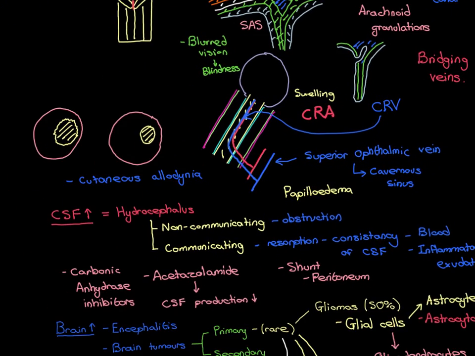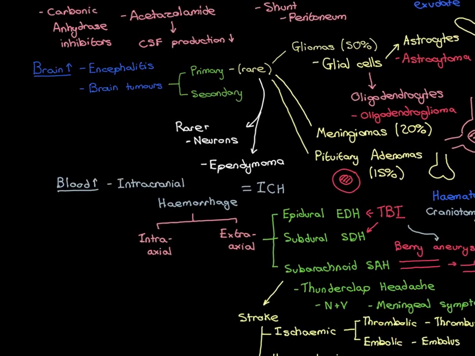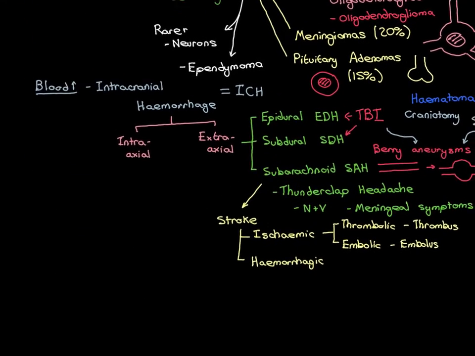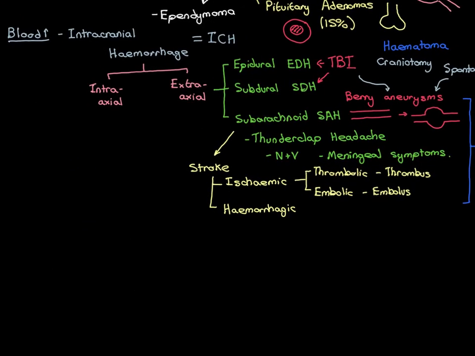Okay, so that is subarachnoid hemorrhage discussed then. So remember, subarachnoid hemorrhage is this classic thunderclap headache, an extremely sudden, extremely horrendous headache, along with potentially major neurological symptoms from a hemorrhagic stroke.